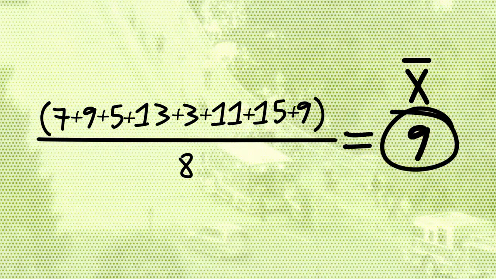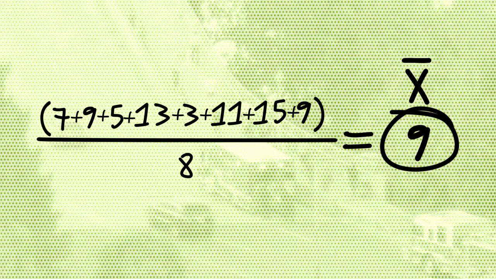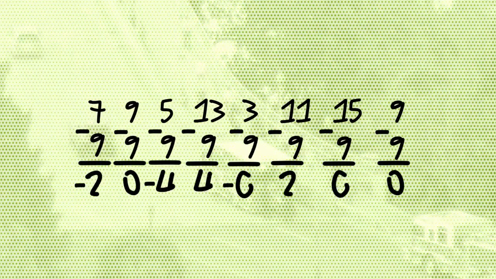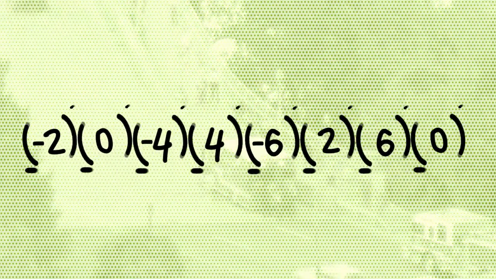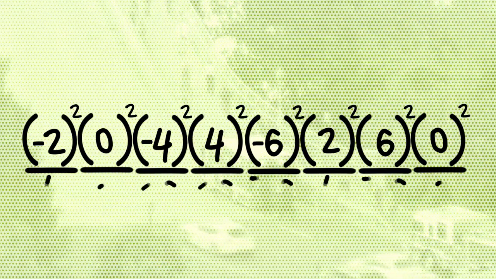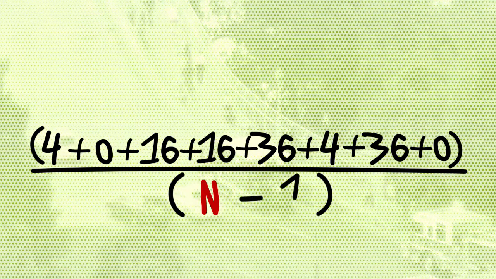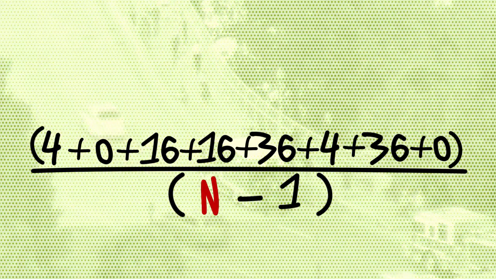Next, we would need to find the deviations from the mean, that is, the difference between each observation and the mean. Since our mean is 9, we would subtract 9 from each of our observations. As a third step, we would square each of these deviations. Next, we average the squared deviations by adding them up and then dividing them by n minus 1, that is, 1 less than the sample size.